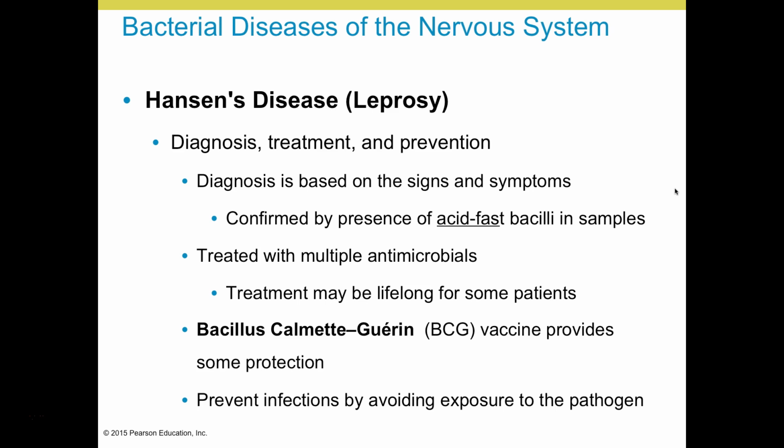For Hansen's disease, the diagnosis is based on the signs and symptoms. But again, since this is an acid-fast microorganism, we can do an acid-fast microscopy test. It can be treated with multiple antimicrobials. The treatment can be lifelong for some patients, especially since, as I mentioned, it can stay inside the body for a long period of time. The Bacillus Calmette-Guérin vaccine provides some protection, but again, it is a vaccine, so that's a preventive measure.